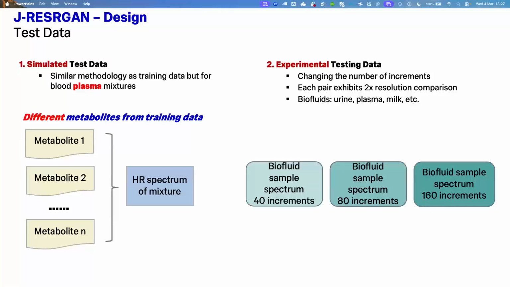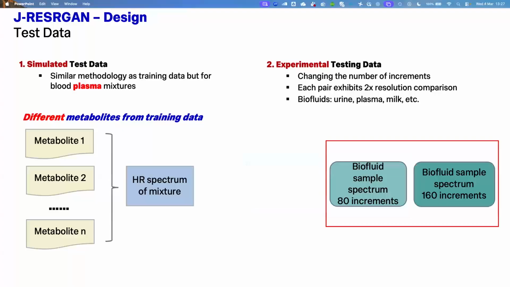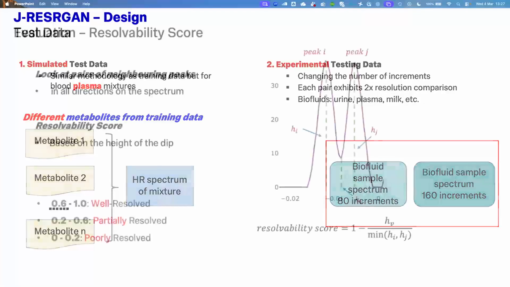In this case, we've got various different kinds. And again, for the non-NMR people, don't worry about this. It just means that we have pairs of low and high resolution experimental data. There's one with so-called 40 and 80 increments, which are different resolutions of the JRES, and we've also got a different pair where 80 becomes the low resolution and 160 becomes the high resolution. But don't worry too much about that.